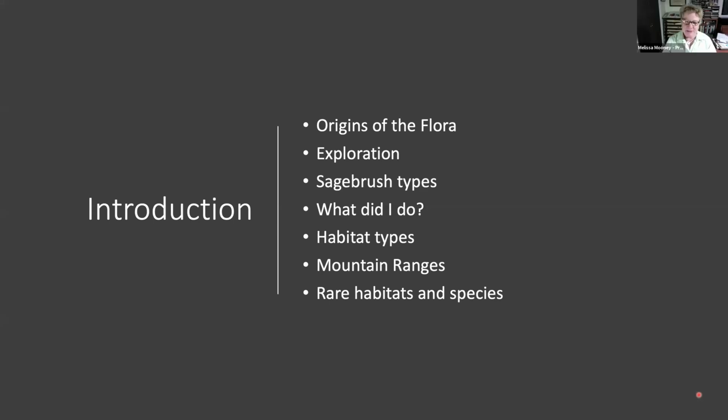Let's get started. So what I'm going to do is talk a little bit about the origins of the flora, talk a little bit about exploration in the Great Basin, the different species and subspecies of sagebrush, what I in fact did, and the different habitat types that I identified, or associations, if you'd like to call them that. And then when we get to the mountain ranges, I created a little slideshow and I put some music to it and everything.